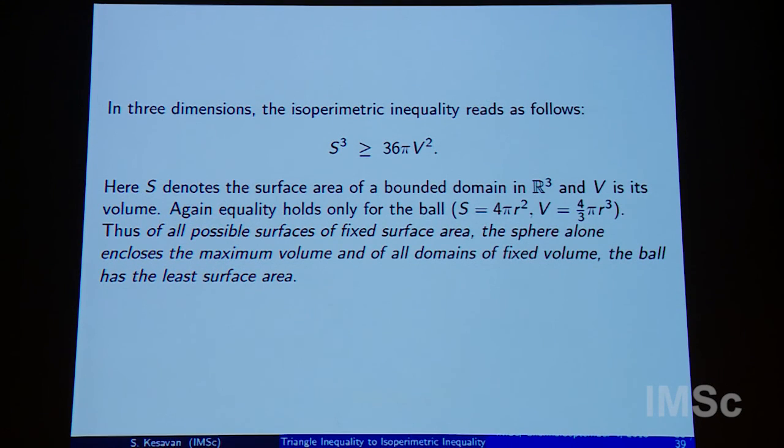Of all 3-dimensional bodies with fixed volume, the sphere alone has the least surface area. Of all 3-dimensional bodies with given surface area, the sphere has the maximum volume. These are the 2 dual problems which you are looking at. And this has a very nice application.